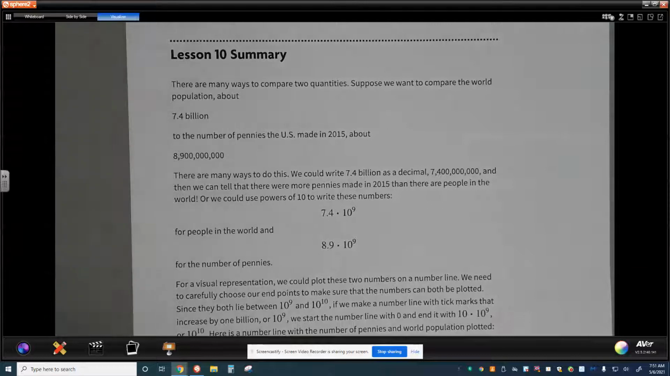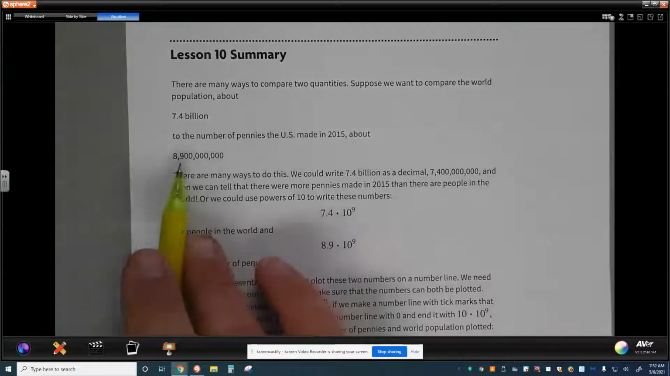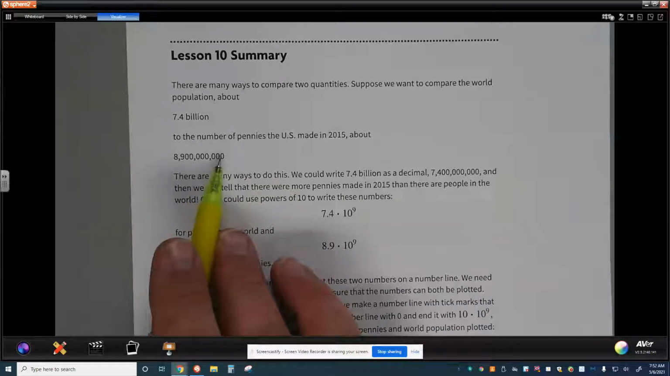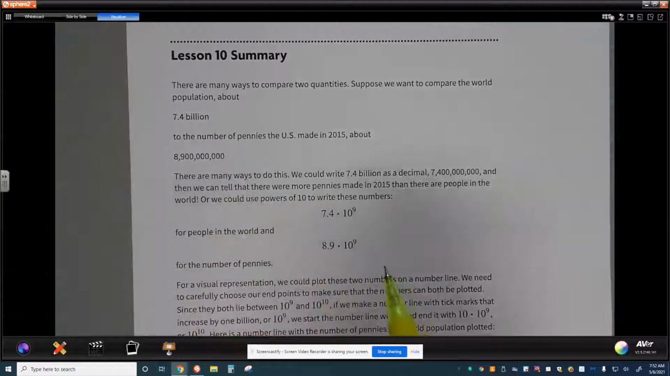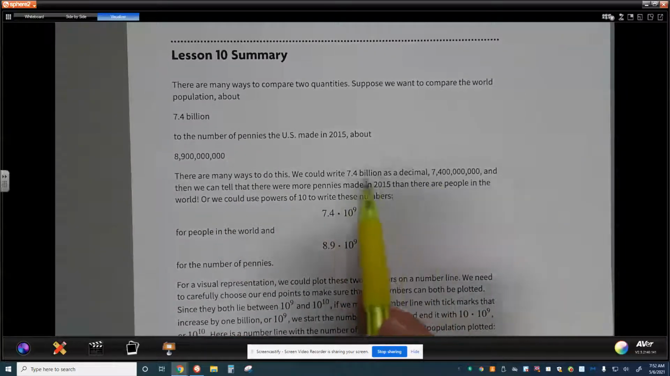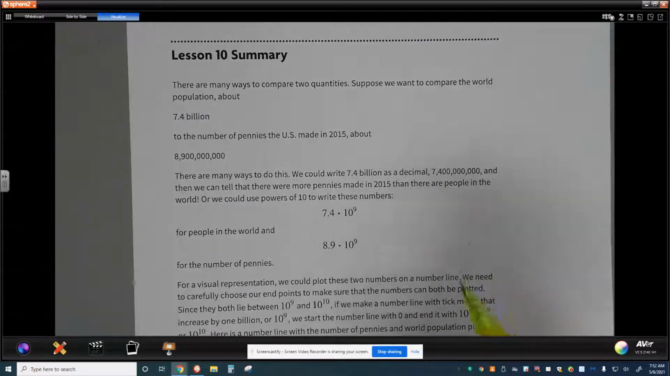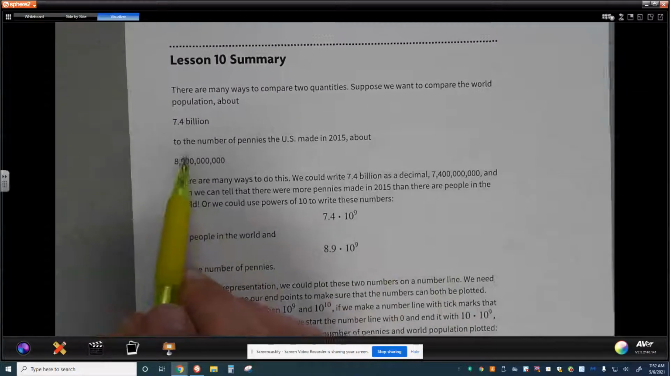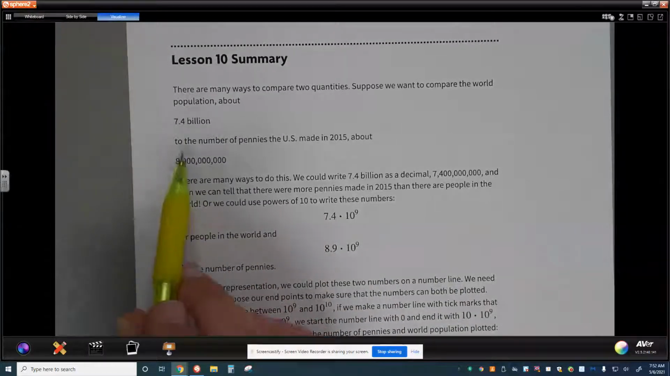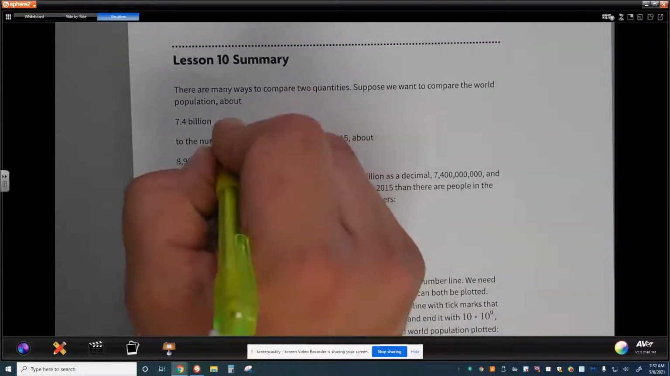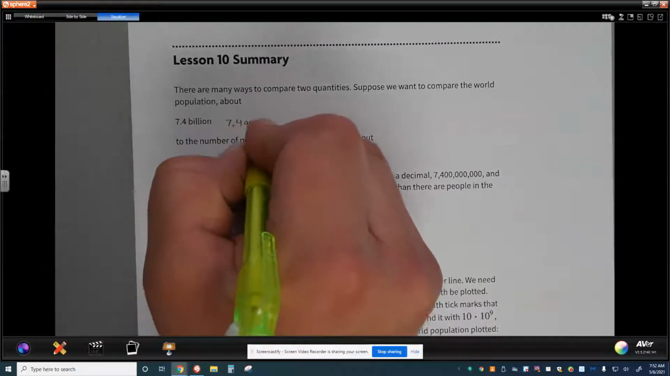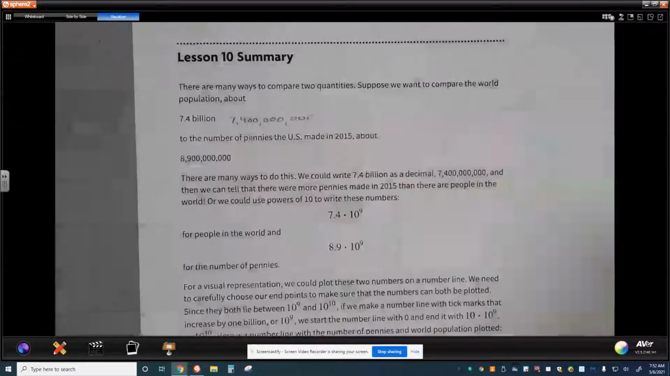There's a lot of different ways to compare two quantities. When we really look at population, this is a big place where we use really big numbers. Population, 7.4 billion people, to the number of pennies in the U.S., 8,900,000,000. There's a lot of different ways to do this. We could write the billions as a decimal, we could write it as a whole number, or we can just tell that there's more pennies in 2015 than there's people. The 7.4 billion, we could just look at as 7,400,000,000.